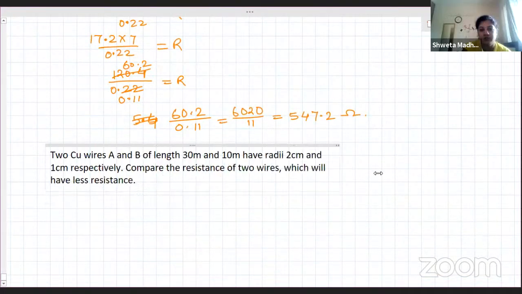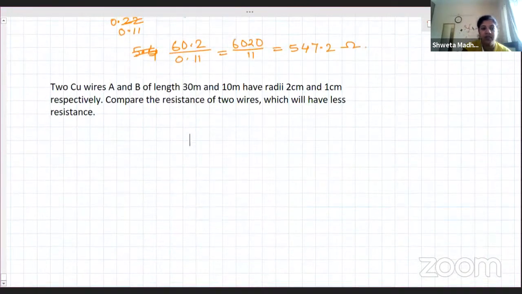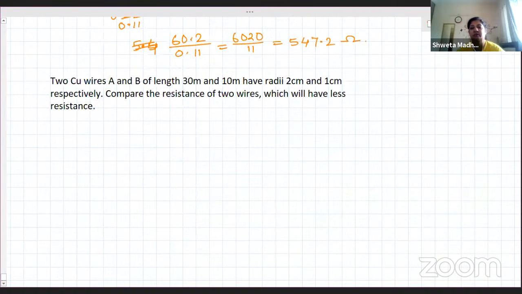Now say the next question. The two copper wires A and B of length 30 and 10 meter have radii 2 centimeter and 1 centimeter respectively. Compare their resistances of two wires. Which will have less resistance. So we have to take the ratios. We have to find the ratio of resistance.